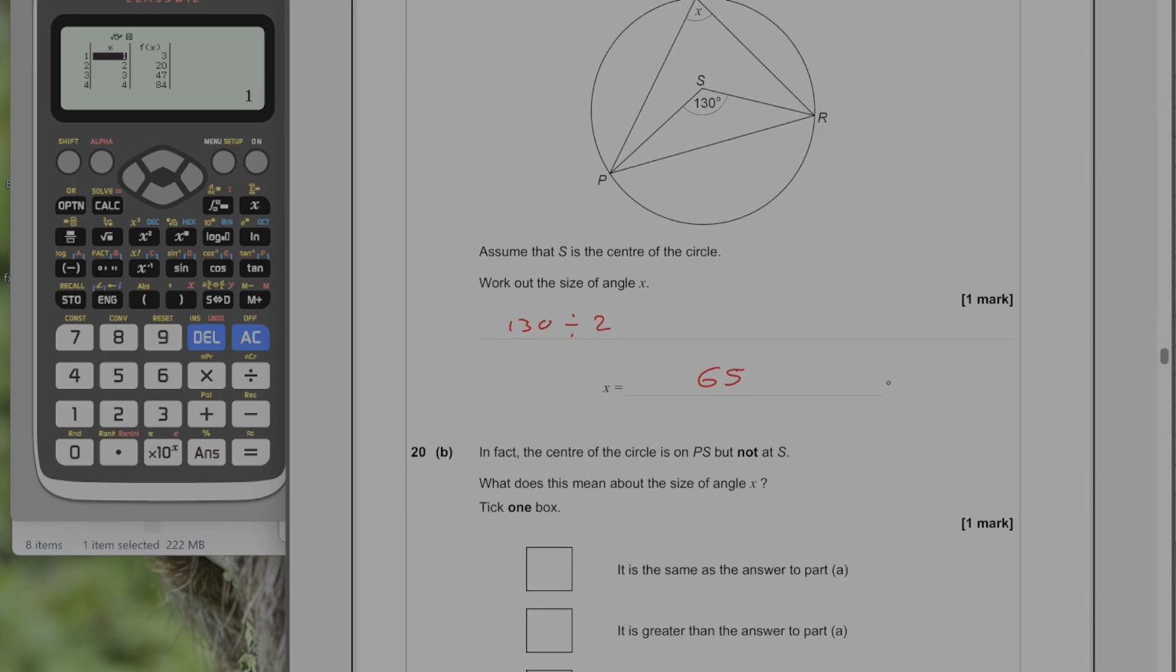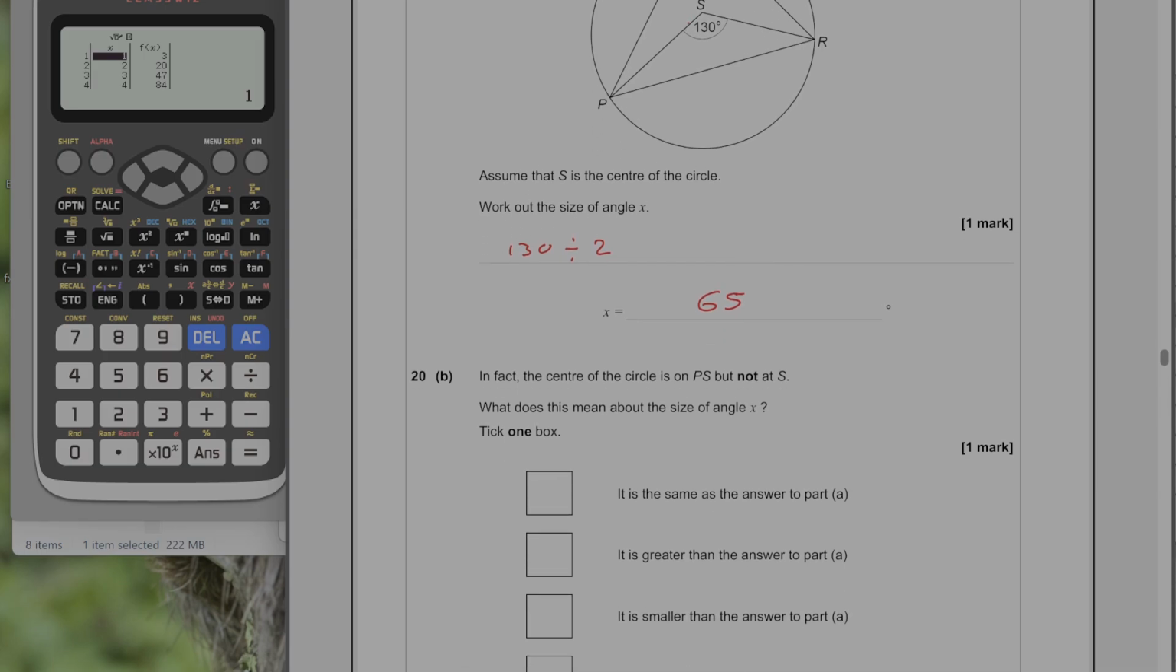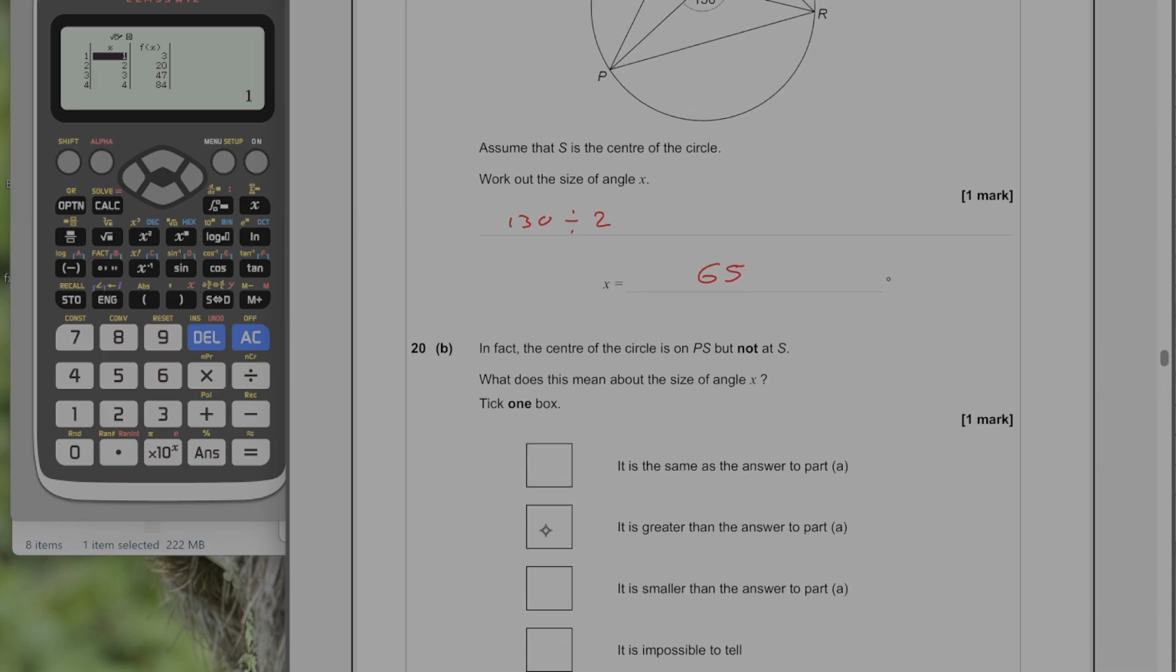In fact, the center of the circle is on PS, but not at S. What does this mean about the angle? So that would create a bigger angle there. So my answer would be larger. It is greater than my answer to part A.